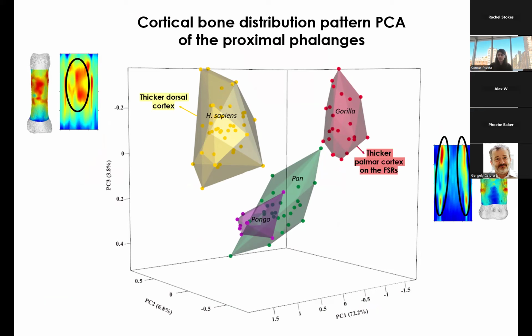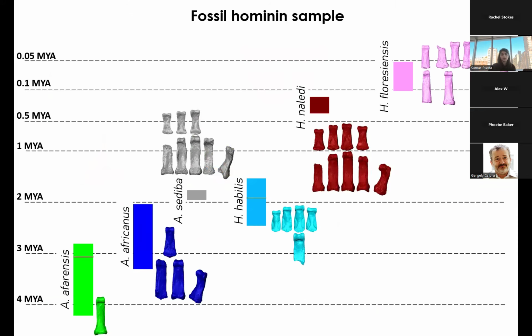So now that we have a comparative context set up, we'll get into the fossils. There's going to be a lot of color maps being shown for each of these phalanges that you see here. So what I would like for you to remember, so it doesn't get overwhelming, is that anytime you see a palmar signal of cortical thickness, associate that with locomotion or the non-human great apes. And anytime there's a dorsal signal, you can associate that with being more similar to humans.